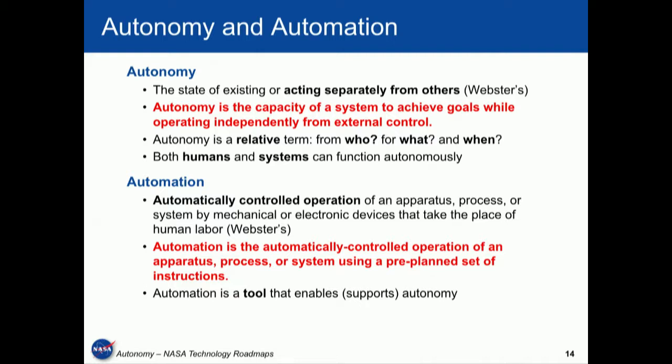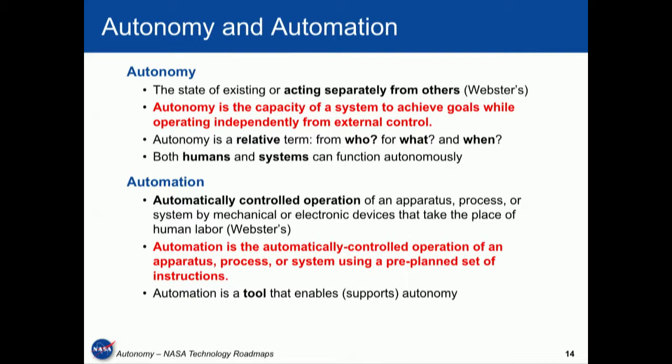Now you contrast it with automation. The dictionary definition is the automatically controlled operation of an apparatus, process, or system by mechanical or electronic devices that take the place of human labor. Or as we defined it within the roadmap, automation is the automatically controlled operation, so automatically controlled, keywords, of an apparatus, process, or system using a pre-planned set of instructions. So, it's like you program, well, I used to say VCR, nobody has a VCR anymore. You program your DVR, you program your whatever, a set of instructions that just carries it on, following a recipe, following a script. That's automation.